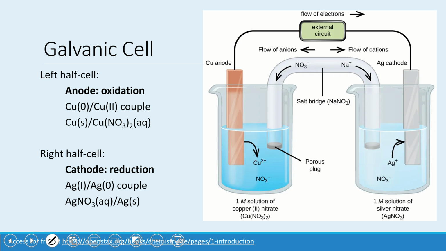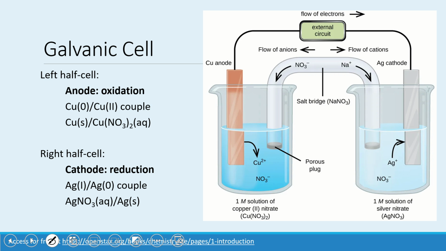So here is an image of a galvanic cell, and it's pretty important to get an idea of how to sketch this out if you need to. So if you're given a cell notation, you should be able to get this picture in your mind. So you're going to have an anode and a cathode. On the anode side, that's going to be where oxidation occurs, and then the cathode is where reduction occurs.